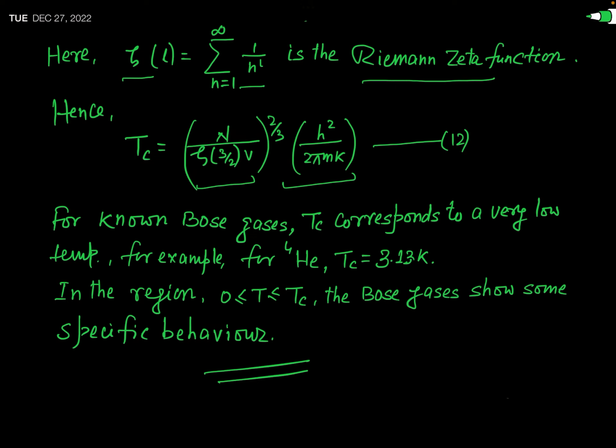Actually, for all known Bose gases, this critical temperature is very low, very small. Always, for any Bose gas, critical temperature is very small. For example, you can remember that for helium-4, which is actually a boson, helium-4 particles constitute the Bose gas. For this gas, this critical temperature is 3.13 Kelvin. This I have stated earlier too.